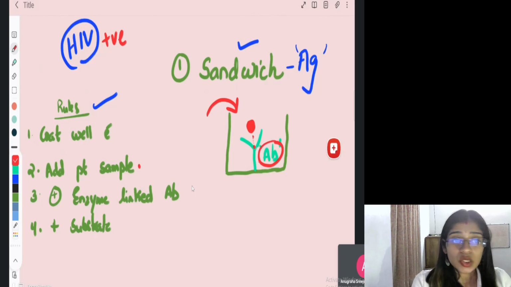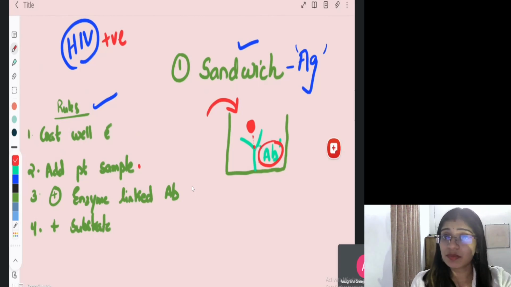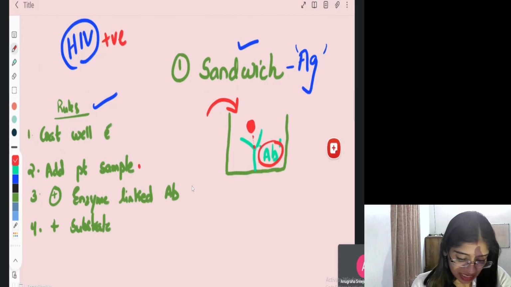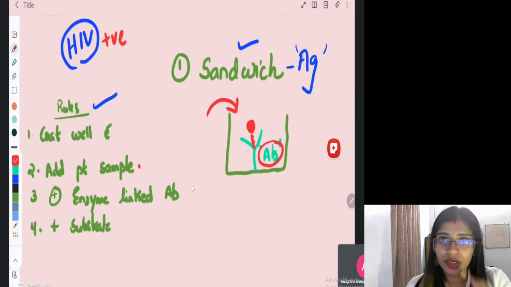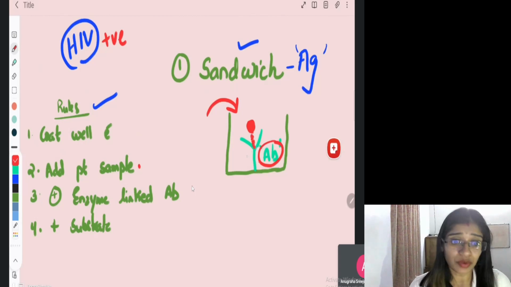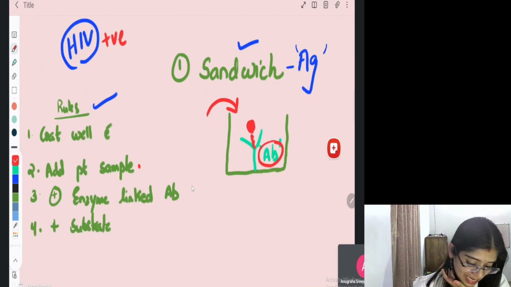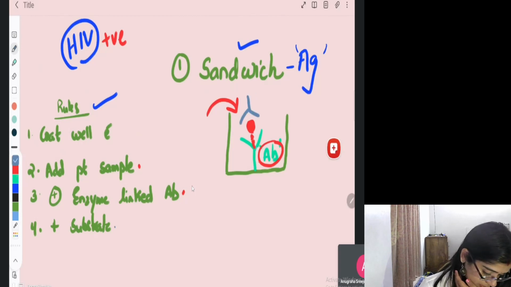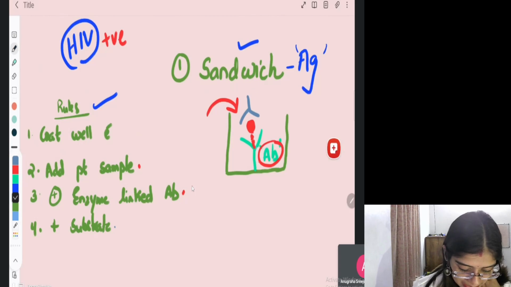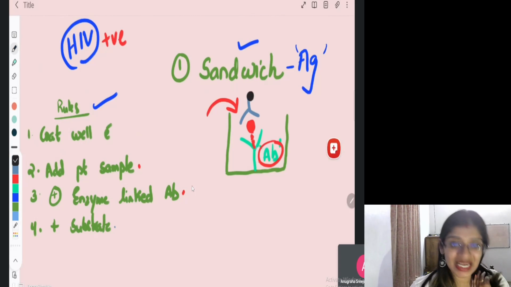Okay. So I added the patient sample and I told you if he is positive, his serum or CSF is going to have what? Antigen, HIV antigen. This antigen will form a bond with the HIV antibody that you have coated on the well. Clear? Very good. Third step is what? Add enzyme linked antibody. Okay, so now I am adding an enzyme linked antibody here. This is the enzyme linked antibody.